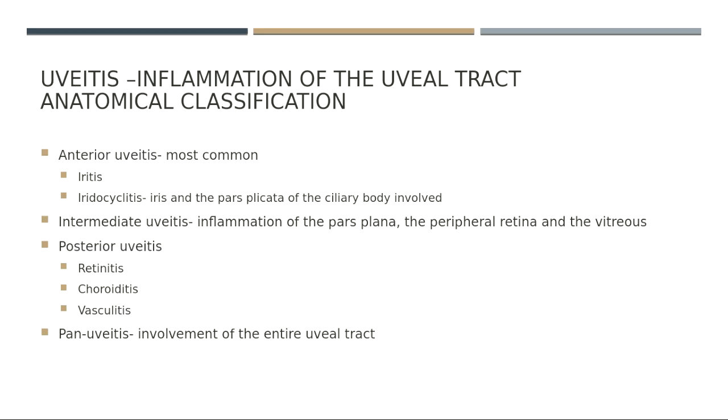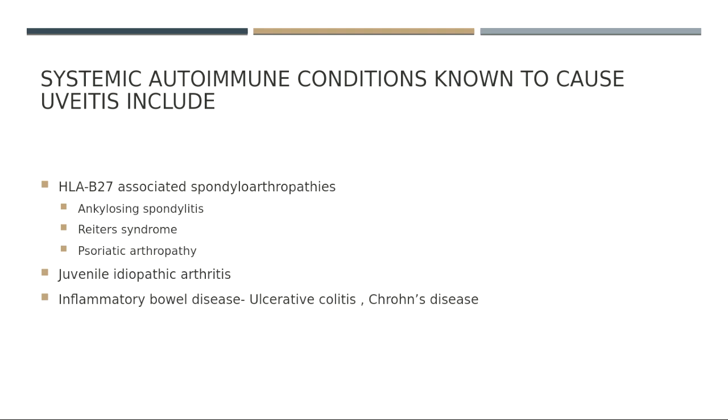As I said, I'm not really going to spend too much time on this because you have an entire lecture on that. But systemic autoimmune conditions, in particular inflammatory bowel disease and juvenile rheumatoid arthritis, and it's mainly associated with the HLA-B27 associated spondyloarthropathies. These are systemic conditions associated with uveitis, mainly iritis: ankylosing spondylitis, psoriatic arthropathy.